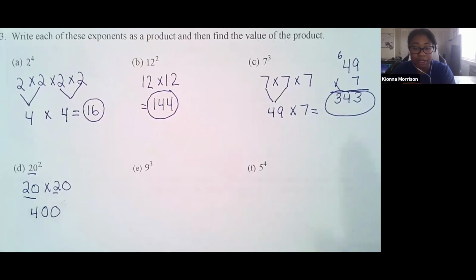Take a moment and see if you can set up these last two by yourself. If you're having trouble multiplying, that's okay. See if you can at least write it in expanded form. Go ahead and give that a try now.